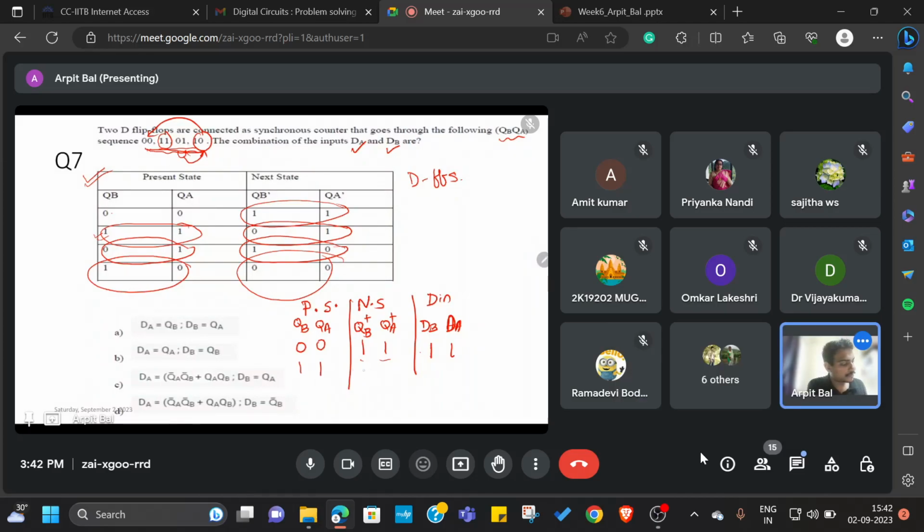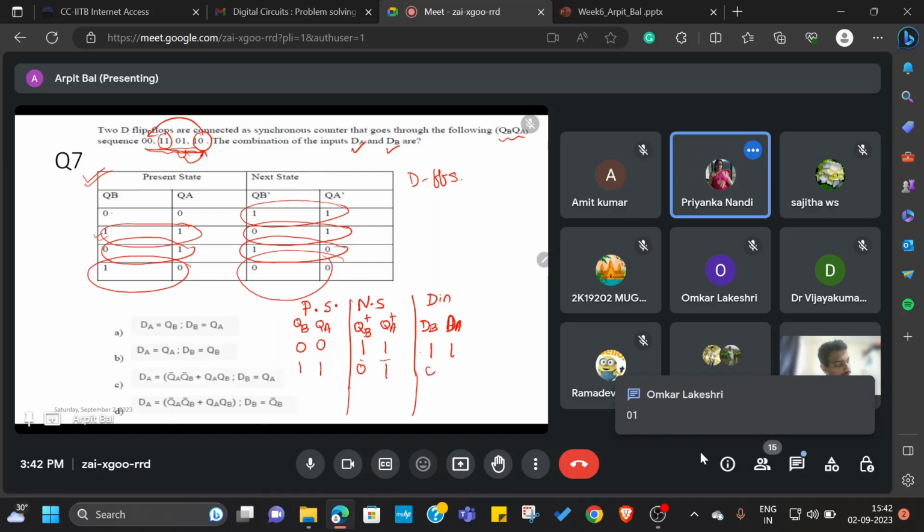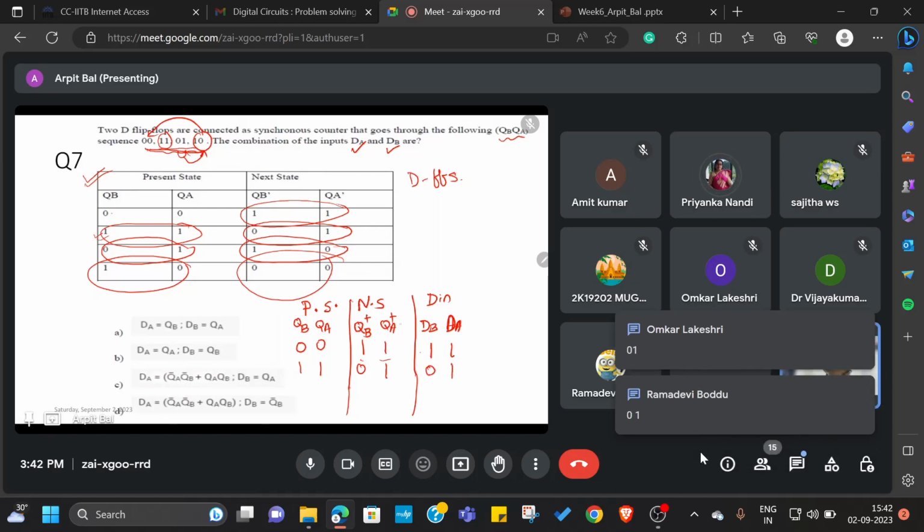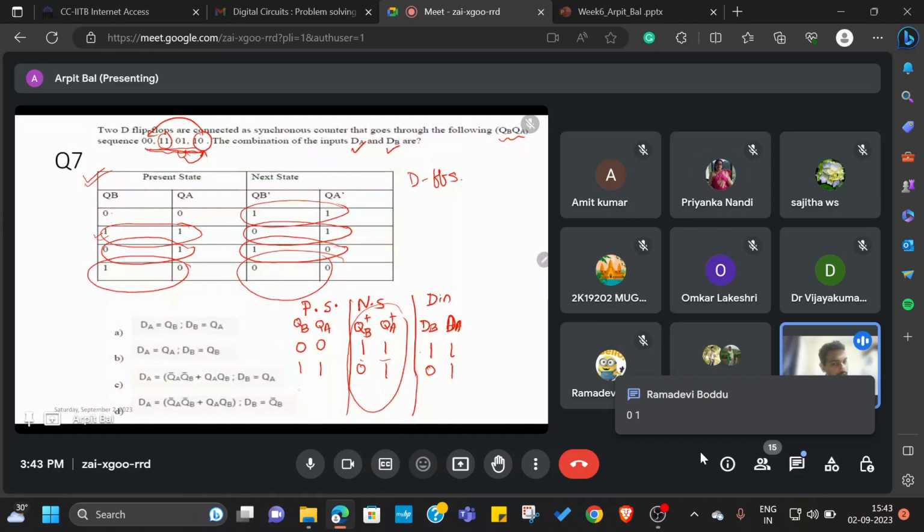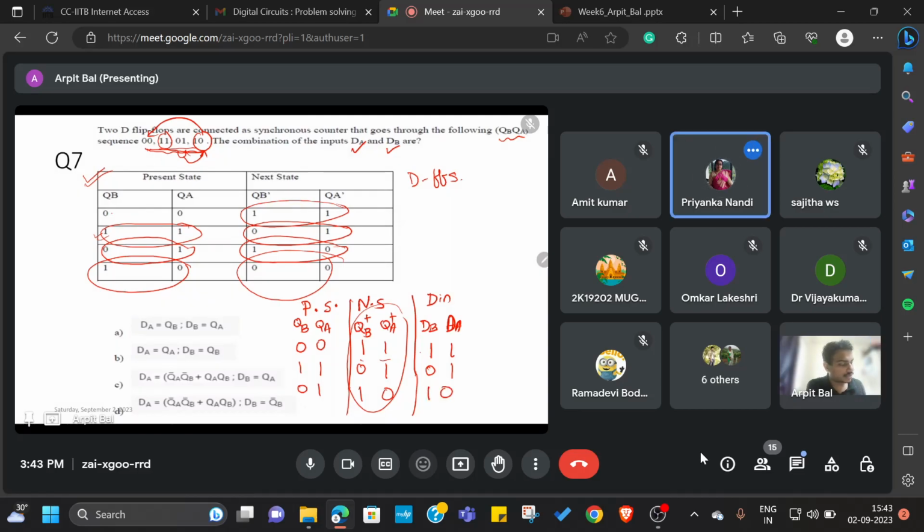Next, the state is becoming 0 1. So in that case, what should be the D input? 0 and 1. Correct. So basically whatever we write in the next state, we copy exactly into the D input. Next state 0 1, and it is changing into 1 0, so we copy it: that is 1 0. Again it will be 0 0. So D will be 0 0.